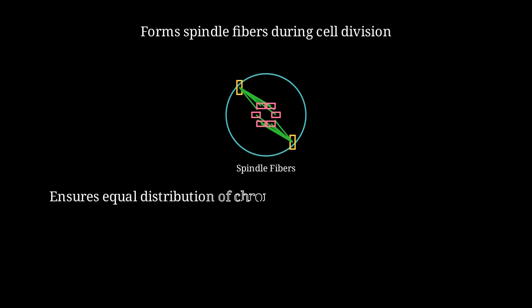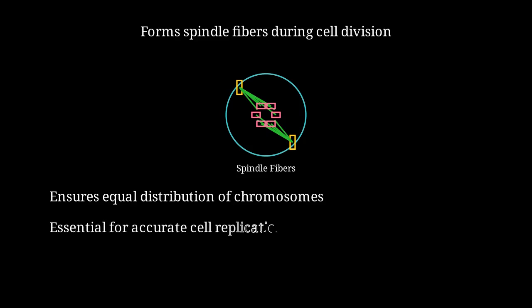The spindle fibers pull chromosomes to opposite ends of the cell, ensuring each new cell gets an equal set. Without centrosomes, cells cannot divide properly, which is why they're essential for growth and repair.